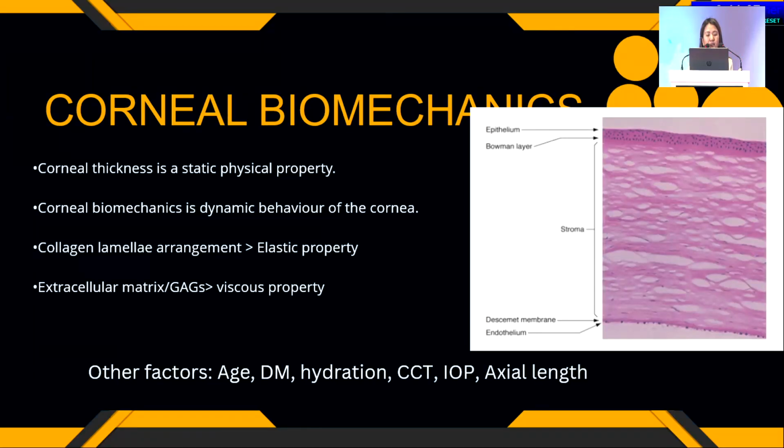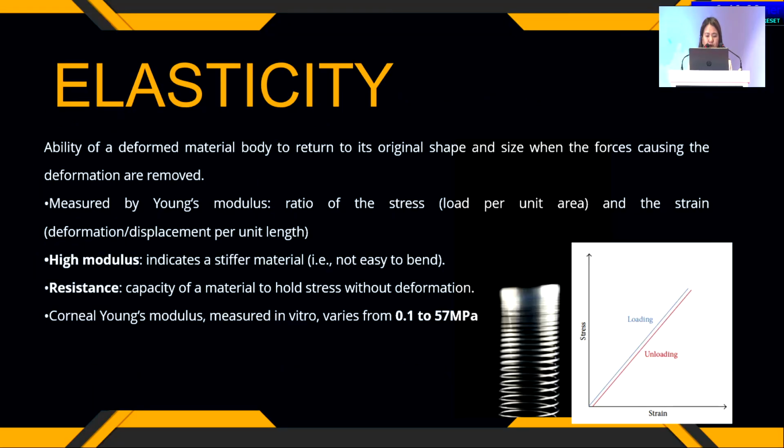The biomechanical behavior is mostly a dynamic property, and the collagen lamellae, the way they are stacked up in the stroma, are responsible for the elastic property of the eye, while the glycosaminoglycans are responsible for the viscous property. So, the cornea is a viscoelastic substance. There are other factors that can affect the biomechanical strength of the eye, such as hydration, diabetes, axial length, and IOP, which I will cover in subsequent slides.